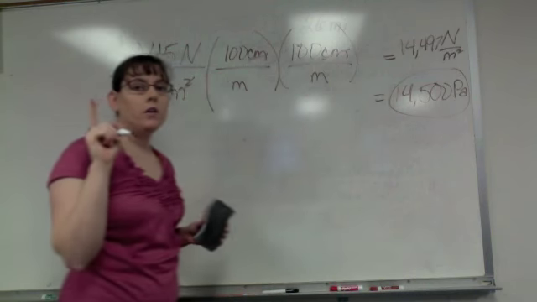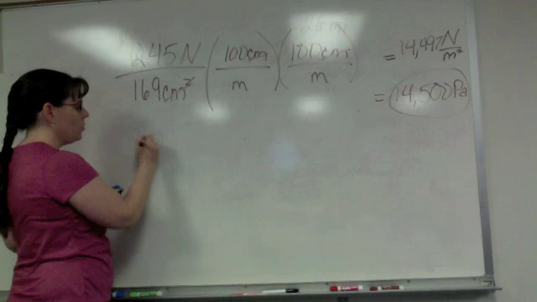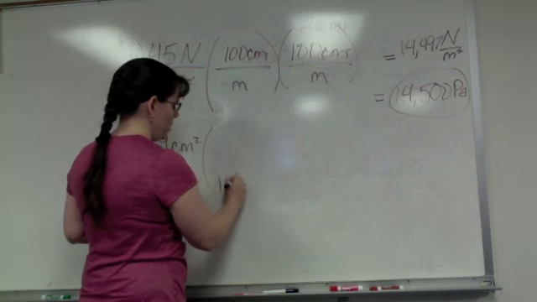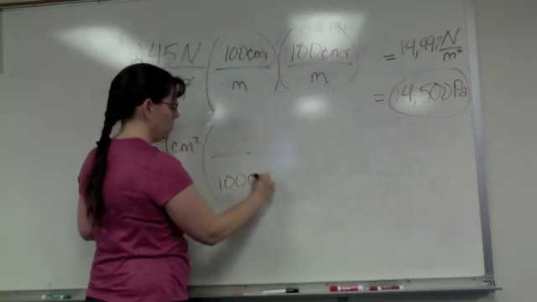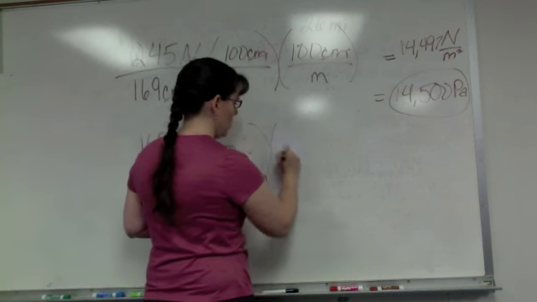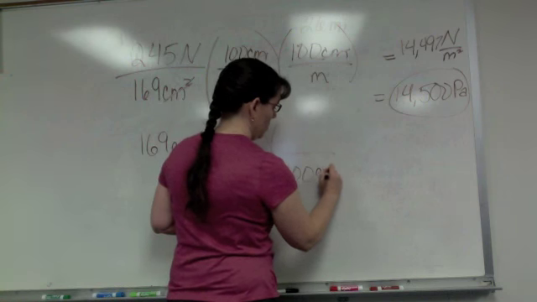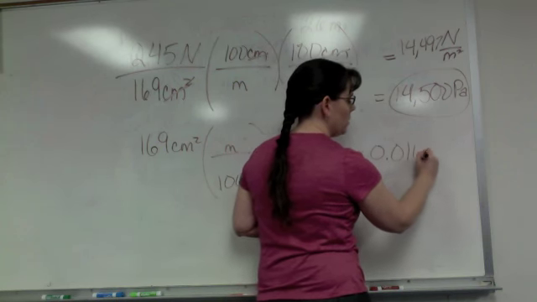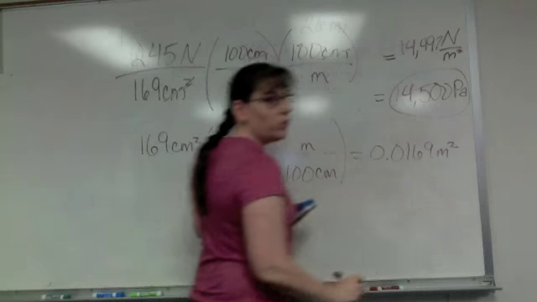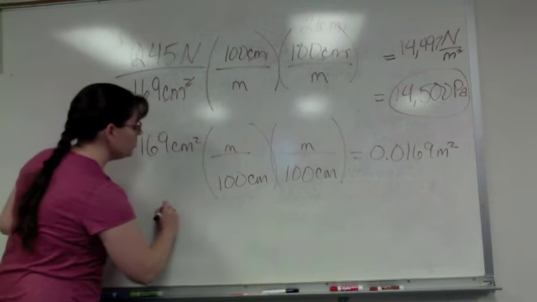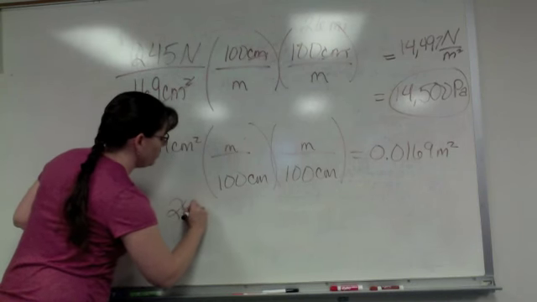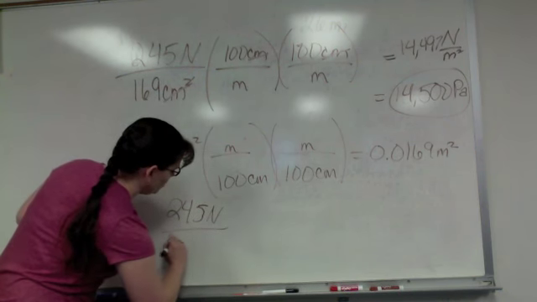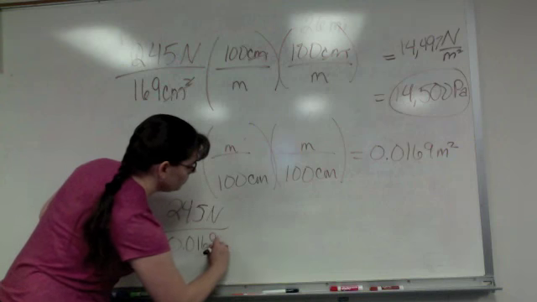Okay, now Brandon, what you did was this. You took 169 centimeters squared, 100 over 1 meter, and then you get 0.0169 meters squared, and then you divide. That's fine. You can do it that way. 245 newtons divided by that. So what you do is 245 times 100 times 100 divided by 169.